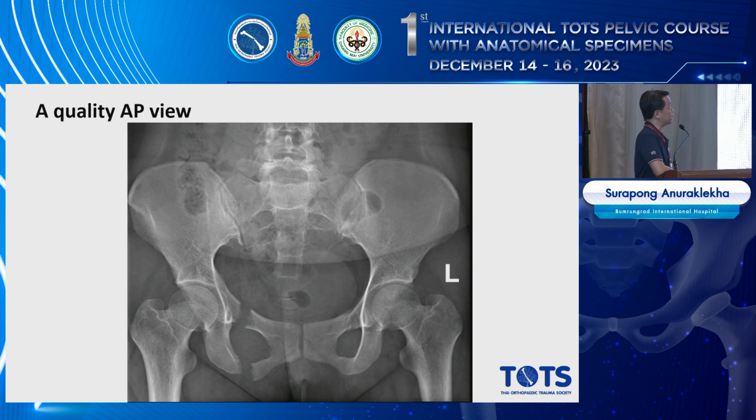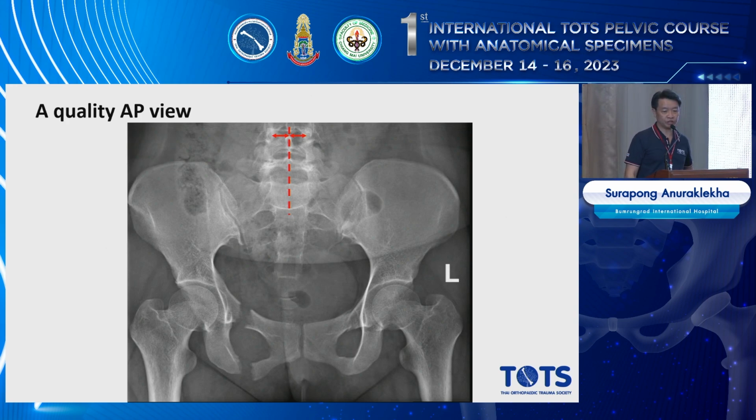So how to identify that? You need to make sure that when you look at the lumbar spine, the lower lumbar spine, usually L4 and L5, is involved in the X-ray. The spinous process should be in the midline, and the distance from the spinous process to the pedicle should be equal. This is the quality X-ray of the pelvis.